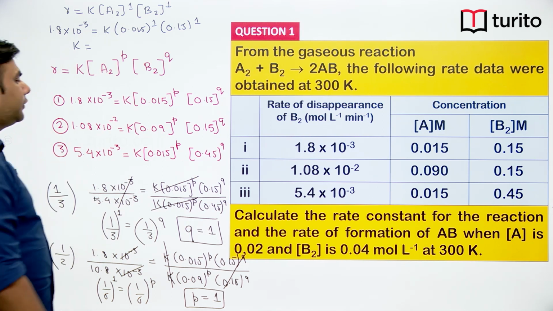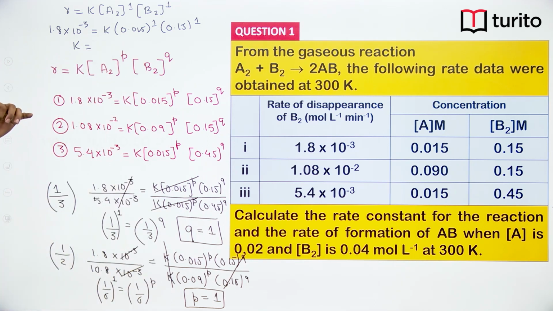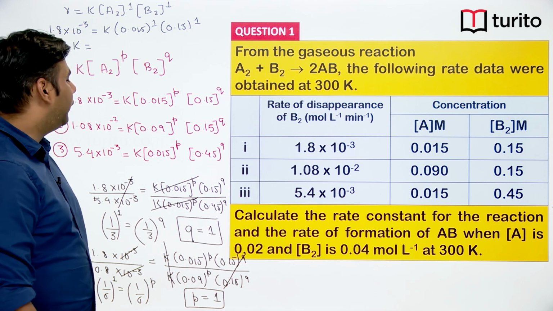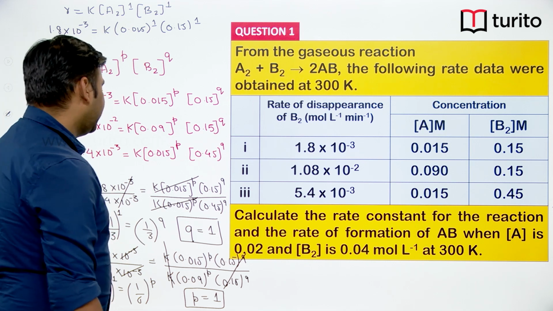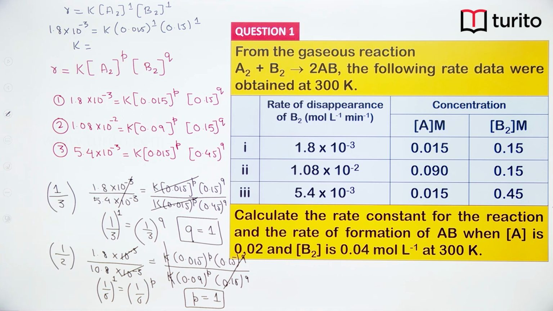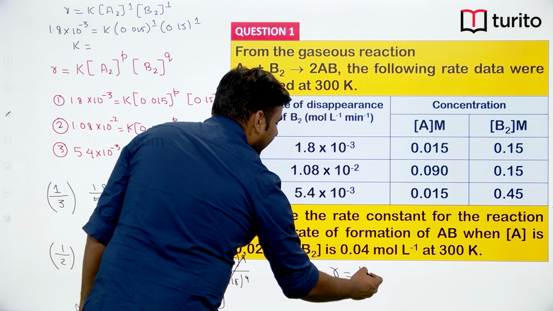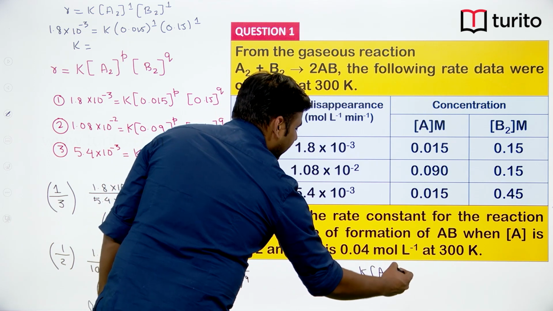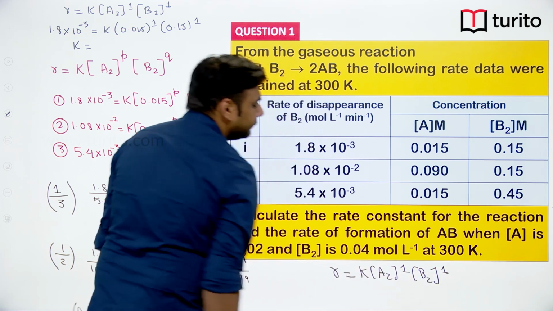Okay, so the first question says calculate the rate constant. So the rate constant will be 1.8 into 10 raised to minus 3 divided by 0.015 into 0.15. Now the second question says, find the rate of formation of AB when A is 0.02 and B2 is 0.04. So basically rate of formation would be K into concentration of A2 raised to power 1 into concentration of B2 raised to power 1.